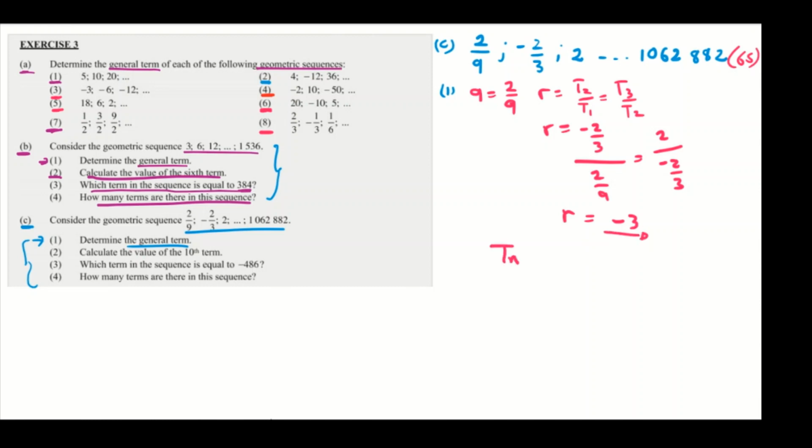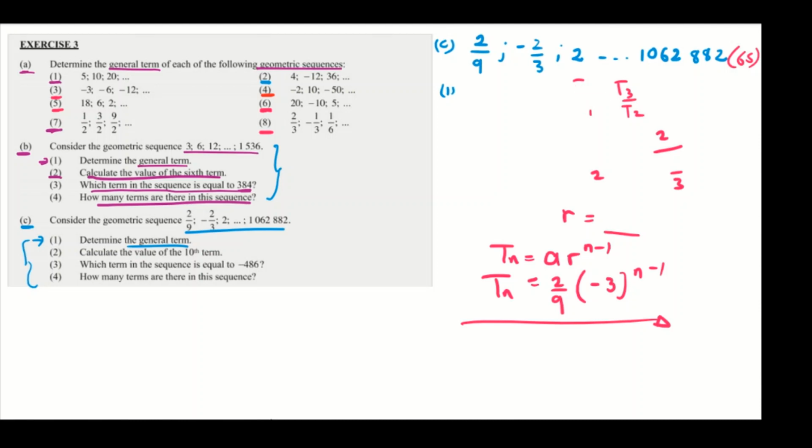So the general term is equal to ar to the power of n minus 1. My value of a is 2 over 9, and my r is minus 3, to the power of n minus 1. So this is going to be my general term for this problem. To write it properly, Tn is equal to 2 over 9 into minus 3.